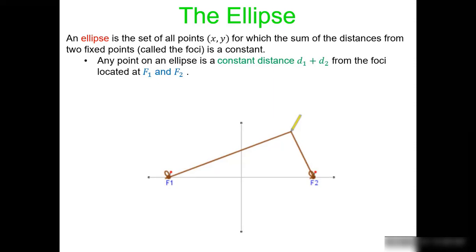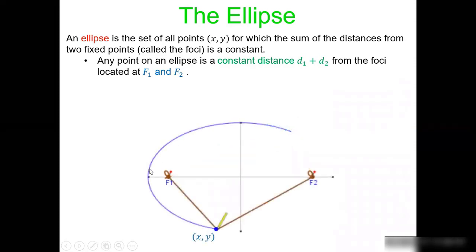Now, I know that seems a little peculiar, but what we mean by that is, let's just assume that we put two pins on our x-axis, and we tie a string to those pins. When we pull the string tight, the length of this string is never going to change. So when I look at putting a pencil at some particular point on the graph, then the sum of D1 and D2 is going to be the same no matter where you end up drawing on the graph.